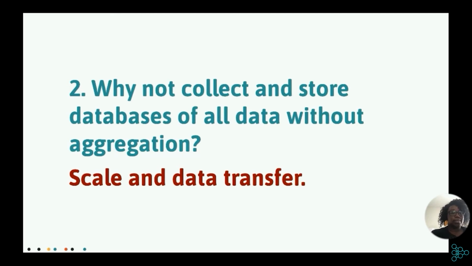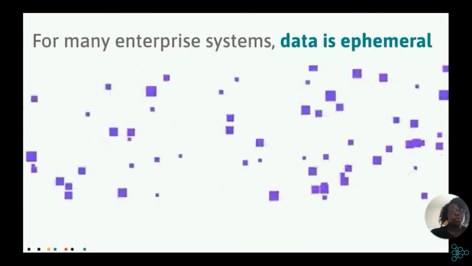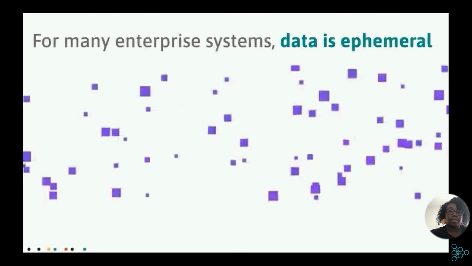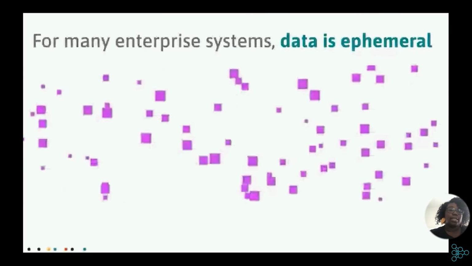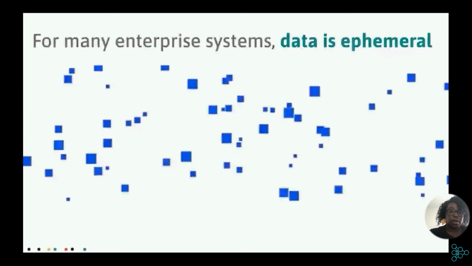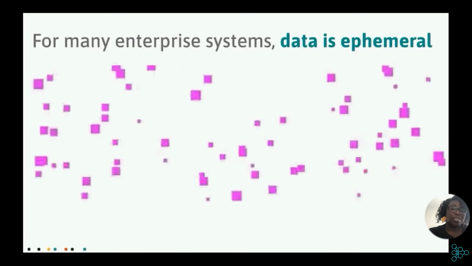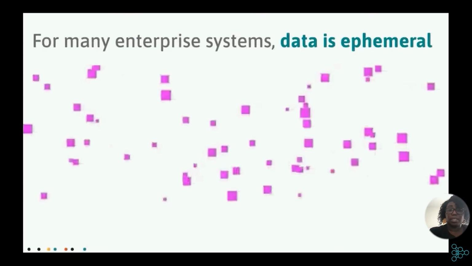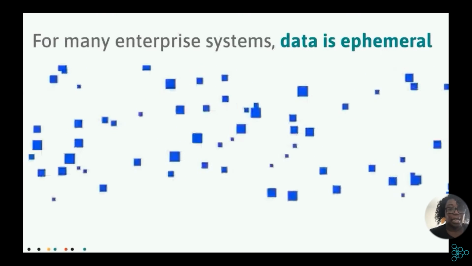All right, second one, why not collect and store databases of the full raw data without aggregating? And the answers are really scale and data transfer. As a data scientist, you may have experimentation pipelines and things like that that have data sets that fit on your machine. And so you could easily use a number of tools to just store the full data set, even if it's multiple copies. But when you move up to very large scale enterprise systems or systems that just run often, your pipeline is constantly flowing and you're constantly producing data.